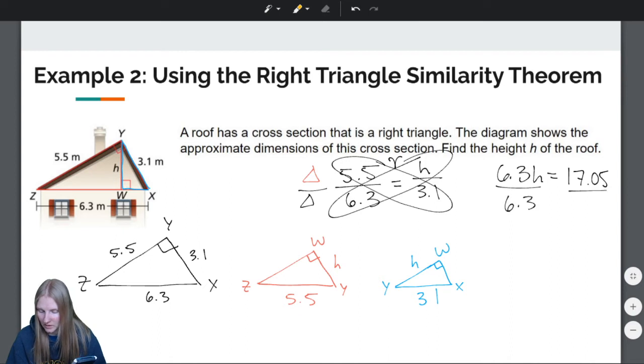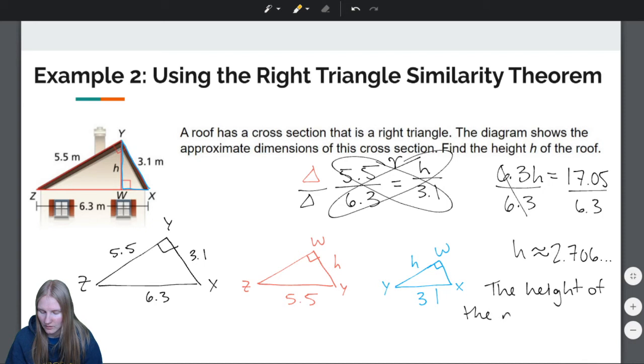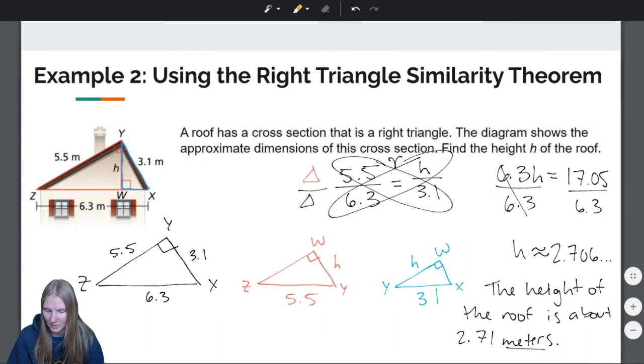Divide by 6.3 on both sides, and we get that h is approximately 2.706, and so on. So, what does this mean? What does h equals 2.706 mean? It means the height of the roof is about 2.71 meters. I told you we were going to bring the units back, meters.